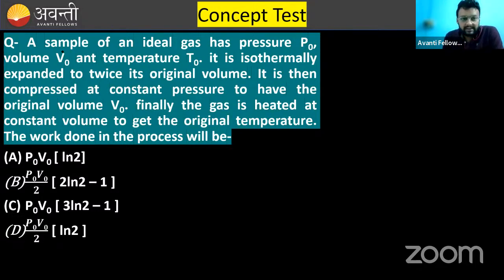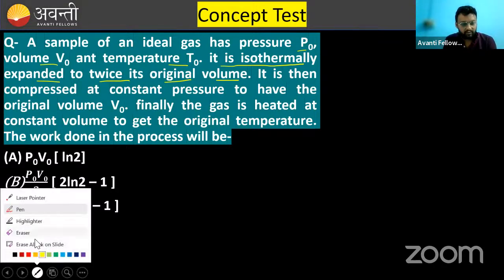Okay. A sample of an ideal gas has pressure P naught, volume V naught, and temperature T naught. It is isothermally expanded to twice its original volume. So first of all, there is an isothermal expansion. So first of all, should I draw a PV diagram? Okay, let's try it out.